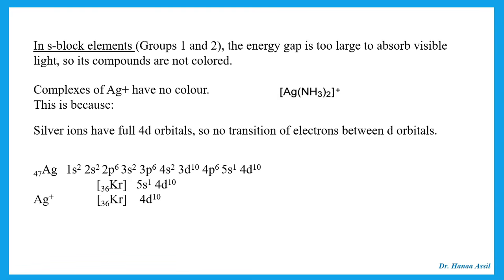If we have a complex like Ag plus 1, we know that Ag is 5s1 4d10. So when it forms Ag plus 1, we're removing the electron from the 5s. That means it has a filled d sublevel. If we have a filled d sublevel, then no transition happens and the complex does not have a color.